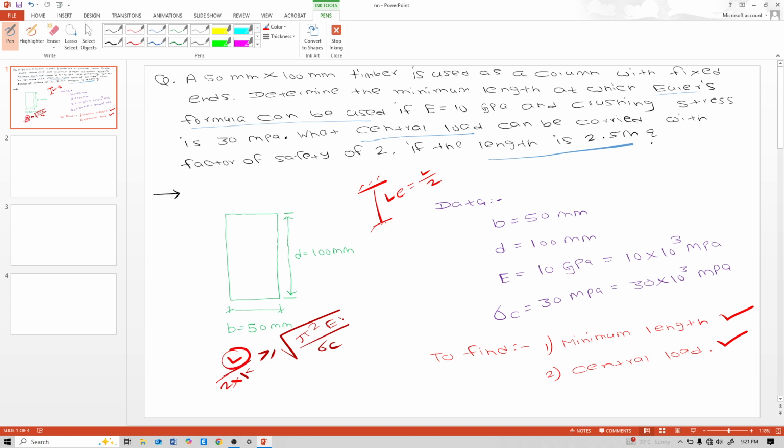See, we have E, we have sigma C, and K we will find by using K is equal to under root of I upon A, moment of inertia upon area. Moment of inertia of that rectangle and area of that rectangle. So that way we will find this minimum length.